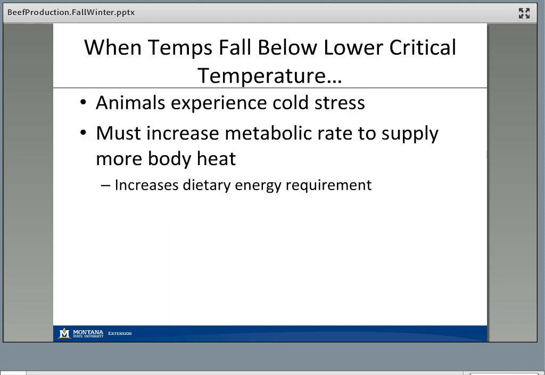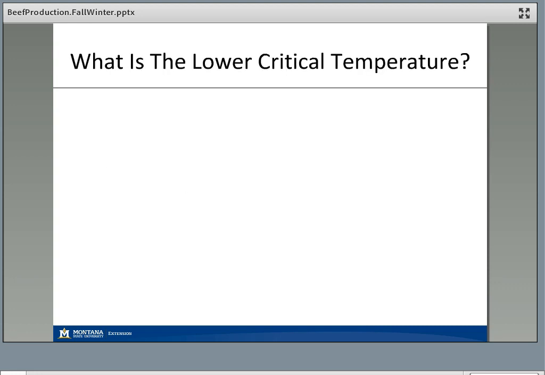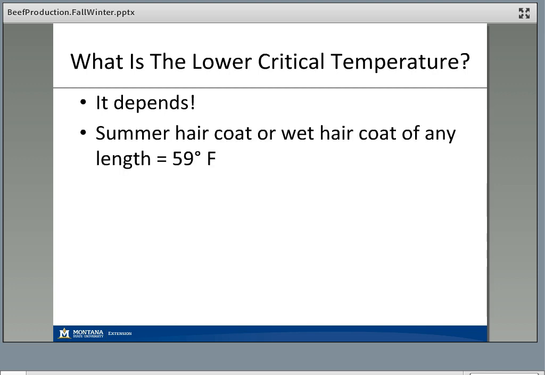So you might be thinking, well, Rachel, what is the lower critical temperature? Well, like any good answer in animal science, it depends. And in this case, it depends on hair coat. So if you have a slick summer hair coat or a wet hair coat of any kind, any length, so let's say a real hard driving rain and those cattle are wet to the skin, then actually the lower critical temperature is pretty warm. It's about 59 degrees. If it's dry and you have a heavy winter coat in the dead of winter, the lower critical temperature is 18 degrees.